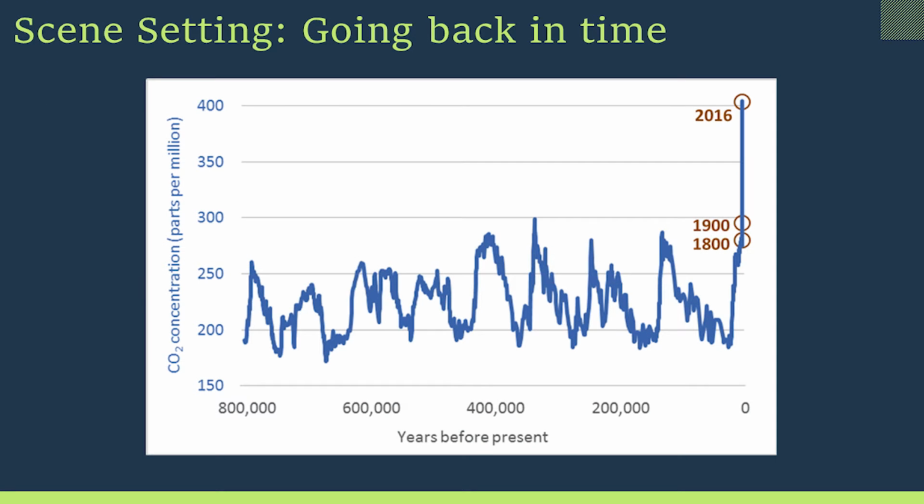Let's take a bit of a helicopter view on this. If we look back almost a million years, we'll see that the global concentration of carbon dioxide, the most prevalent greenhouse gas, has been somewhere between 170 and 300 parts per million. And just to describe what that jargon means, parts per million means that for any given million molecules in the air, 300 of them or 250 of them are carbon dioxide. So a relatively low concentration, but important.